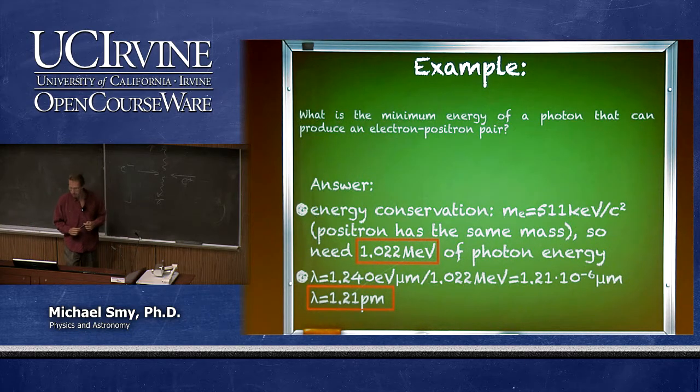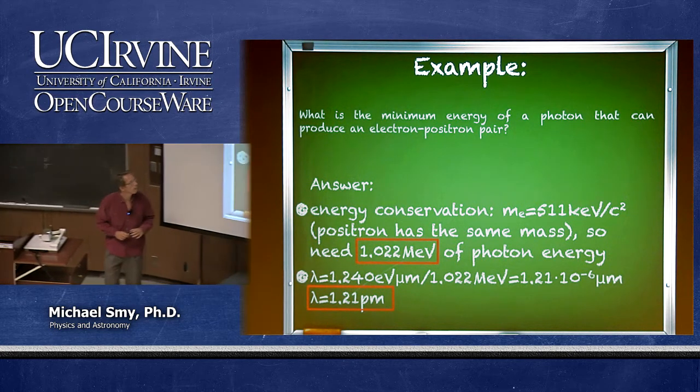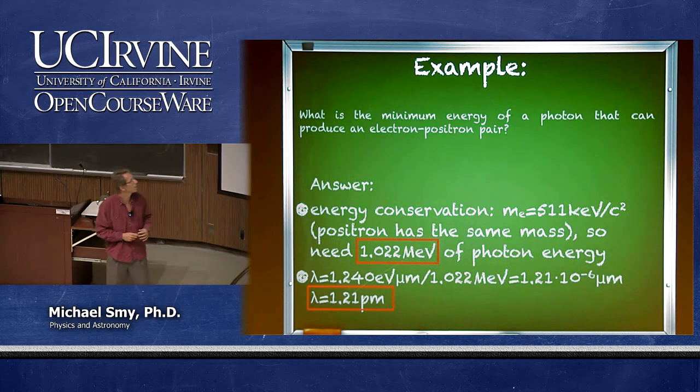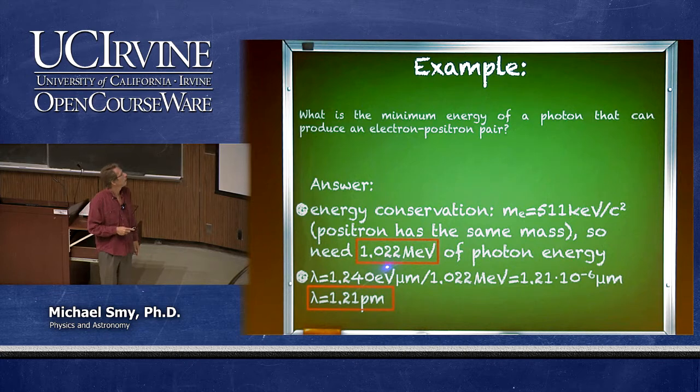Just one example about pair production. We can calculate what the minimum energy of a photon has to be so that it can actually produce such an electron and positron pair. In this case, we are not concerned with momentum conservation. We just assume that the nucleus takes care of it, and we just look at energy conservation.